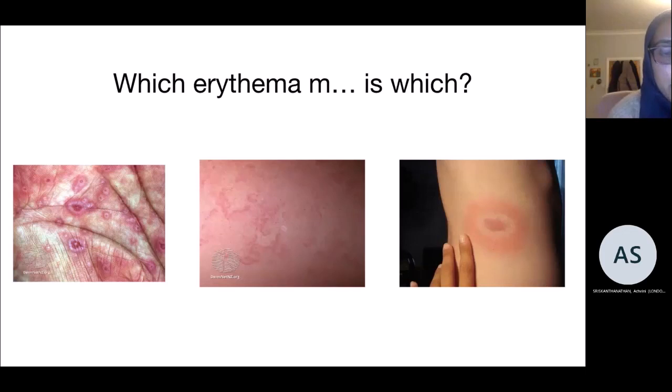Now, erythema, there's a bunch of different types of erythema. These are 3 images of different forms of erythema. If you can see if you can label each.